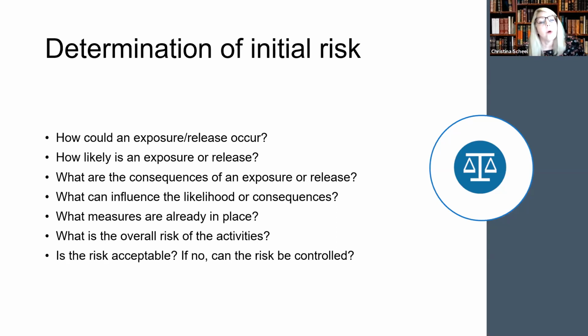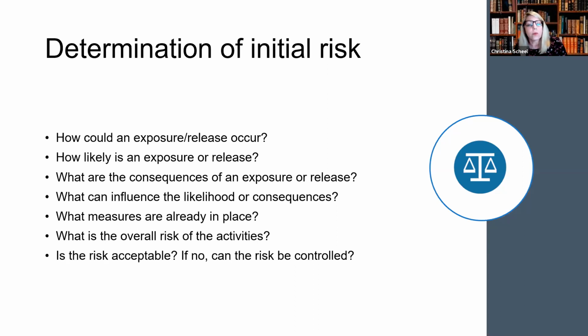So what determines initial risk? We've talked about most of these. How can an exposure or release occur? How likely is an exposure or release? What are the consequences of an exposure or release? What can influence the likelihood or consequences? And we've already talked about all those things to some extent, and what measures are already in place. Like I said, these are measures that you already have. You determine your initial risk based on the controls you have in place already.